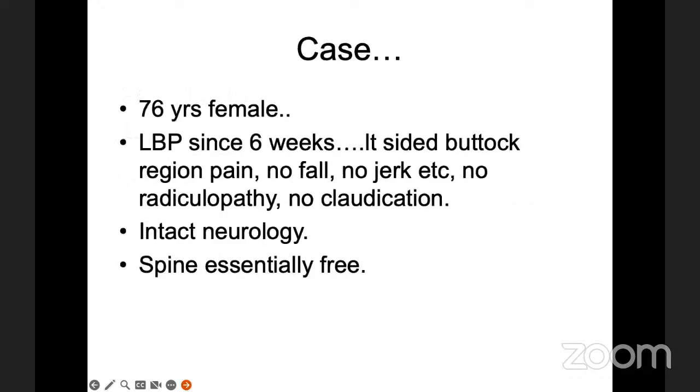Okay, next one we have is another case, a 76-year-old female with persistent back pain since 6 weeks, left buttock pain, and no fall, no jerk, no radiculopathy, no claudication, so no compressive features.